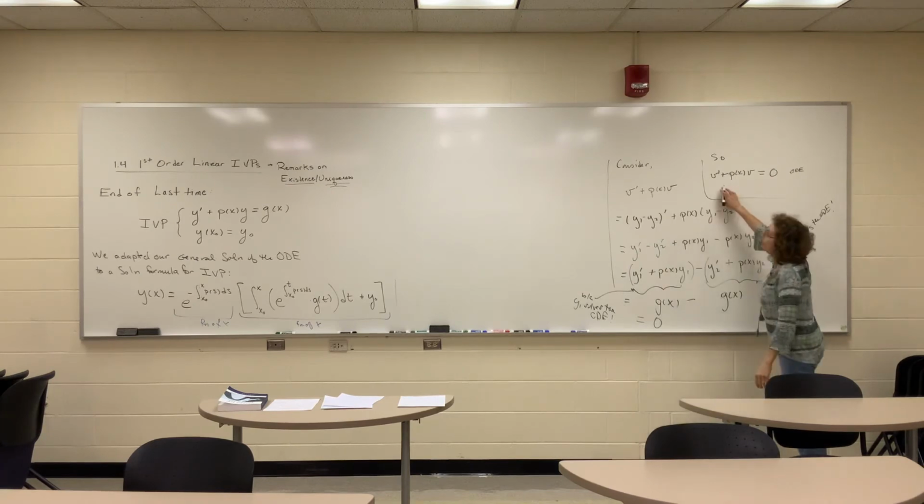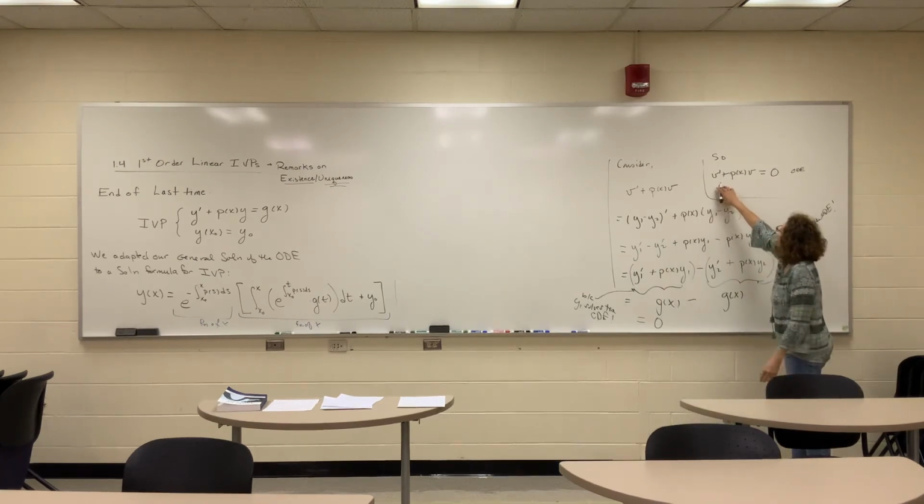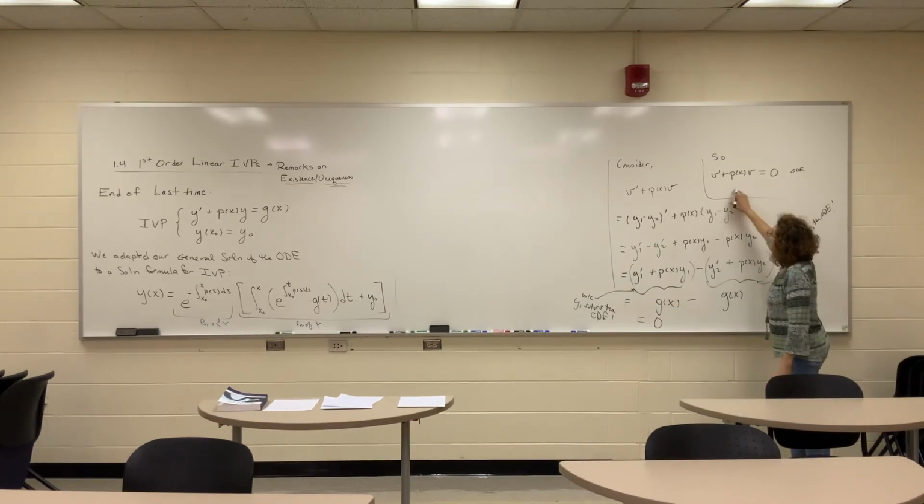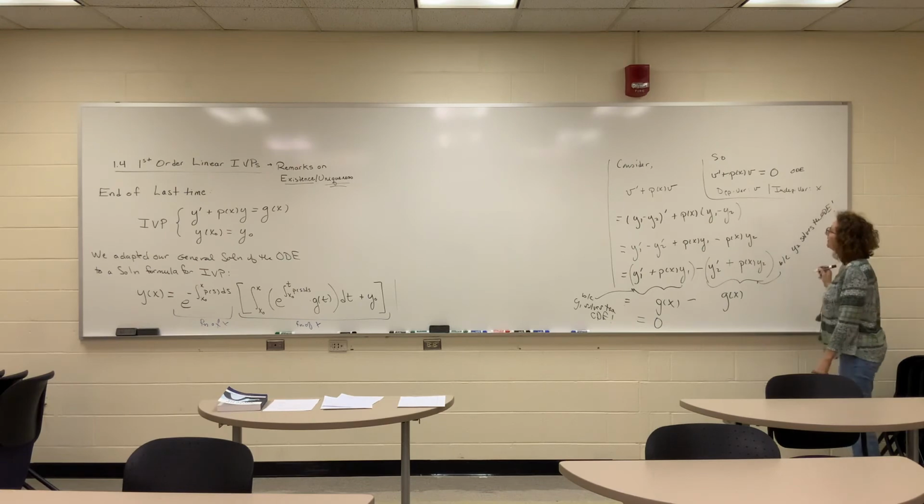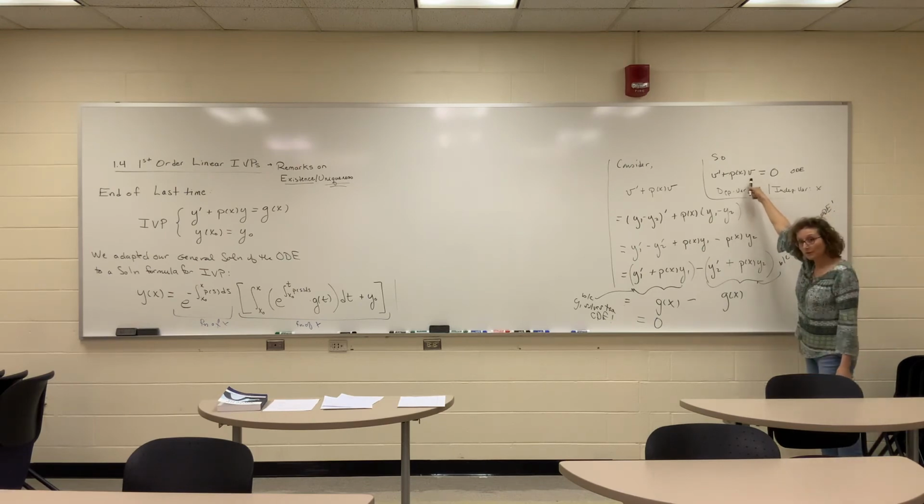Good. It's first order, right? It's linear because what is our dependent variable? V, right? What is our dependent variable? V. What is our independent variable? X. Good. This is a differential equation for v as a function of x.